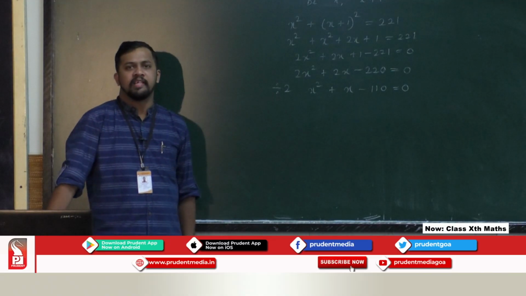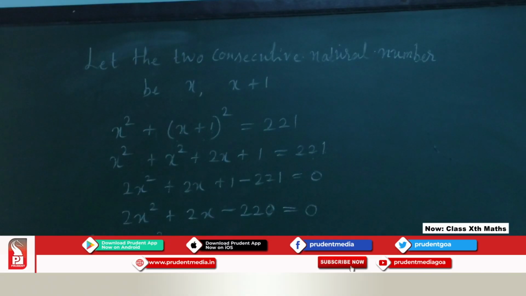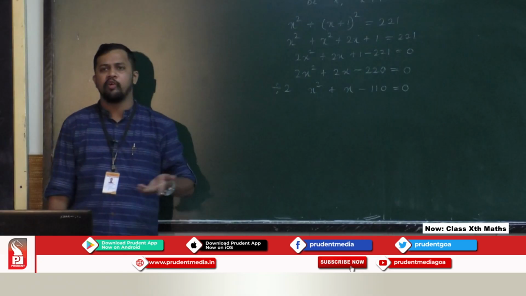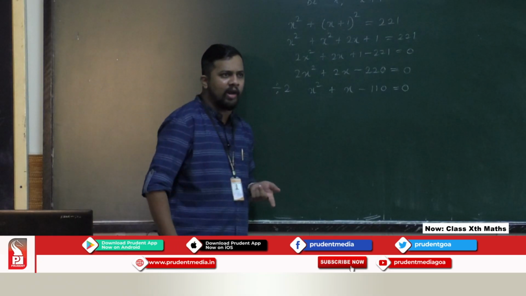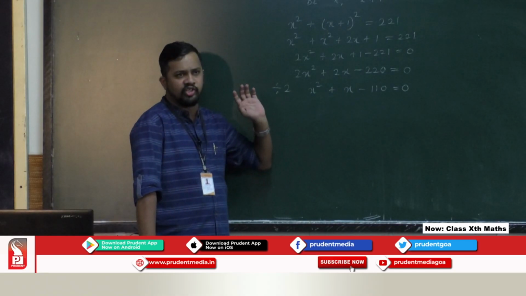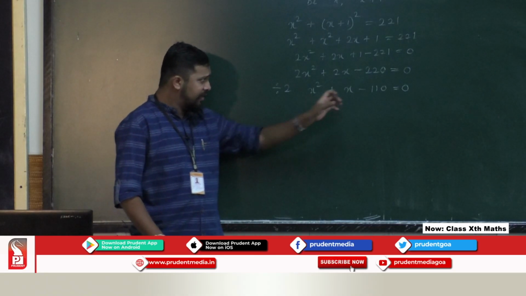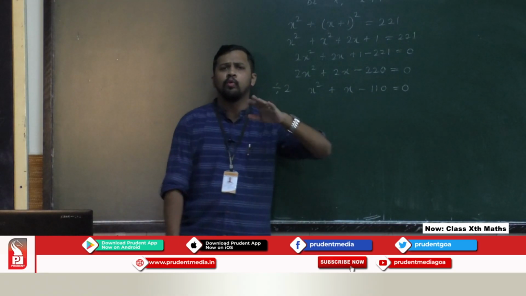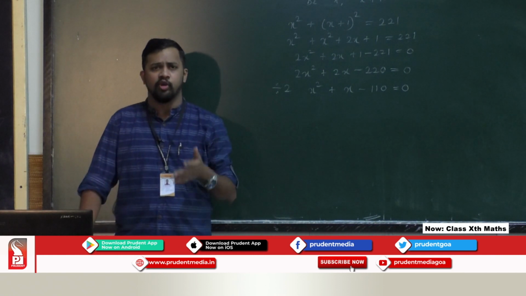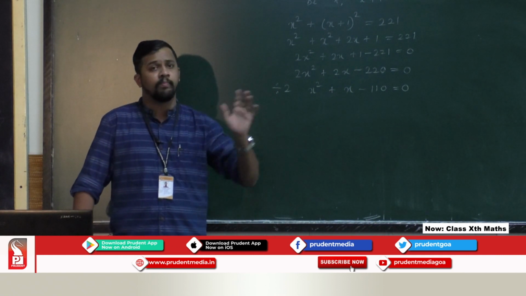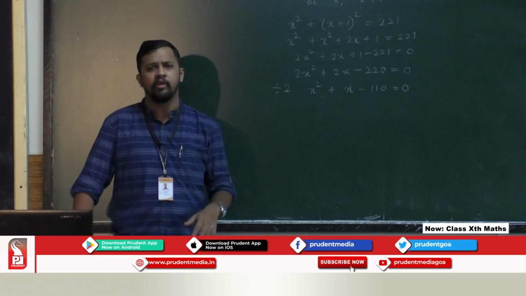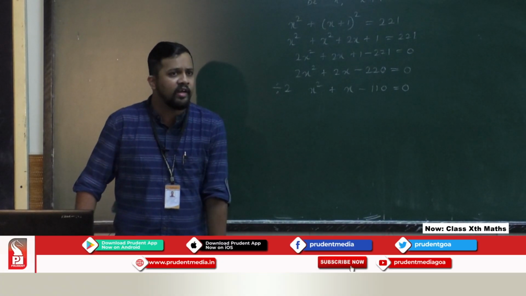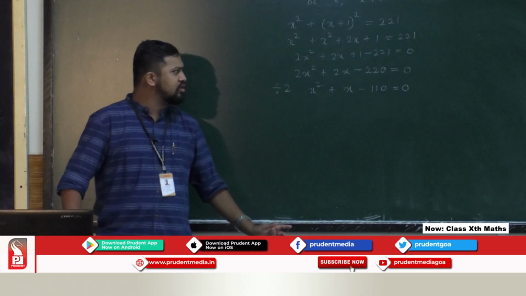So x square plus x minus 110 equal to 0. Once the equation is created, you proceed with your method. Either you can do the quadratic formula method or the factorization method. I will give you one hint. When you look at these numbers, if the coefficients are slightly bigger, then please go ahead with the quadratic formula, because that is easier as compared to factorization. So let us use the quadratic formula.